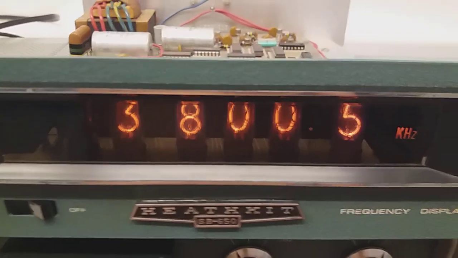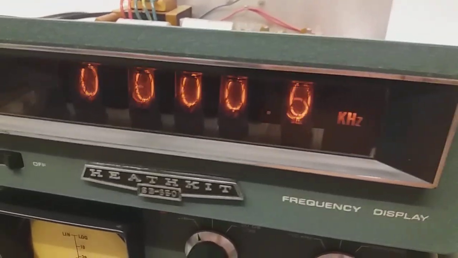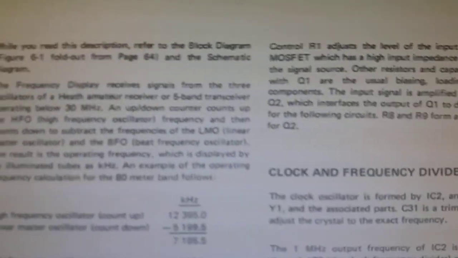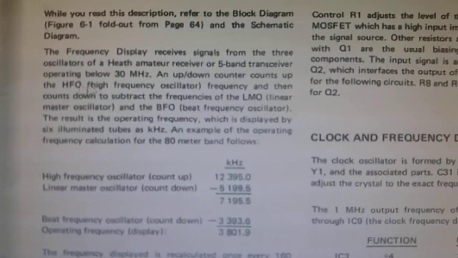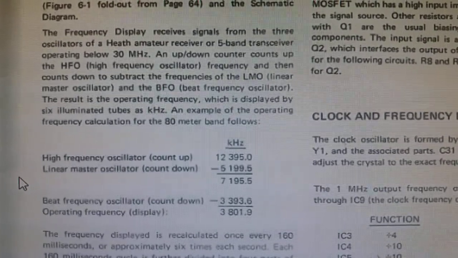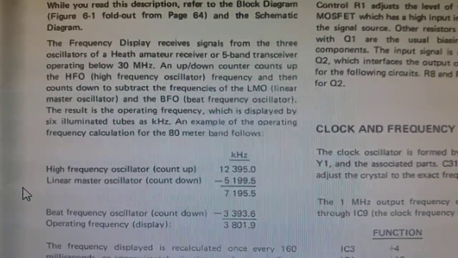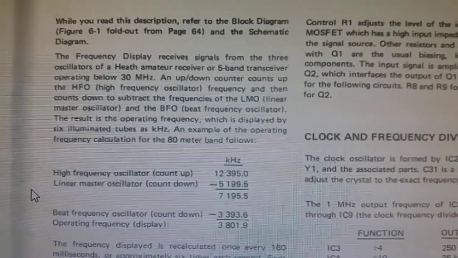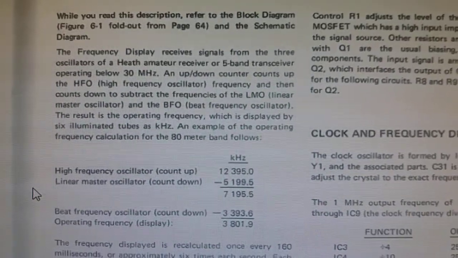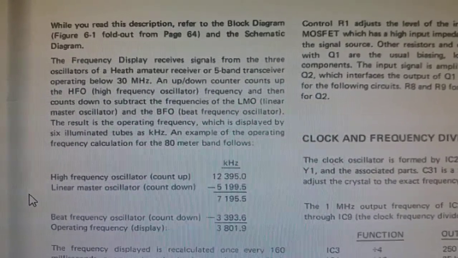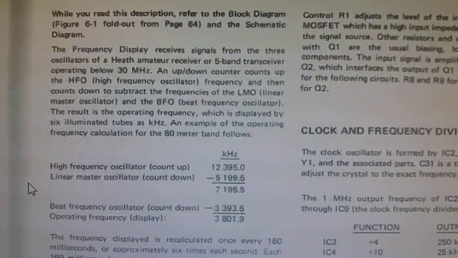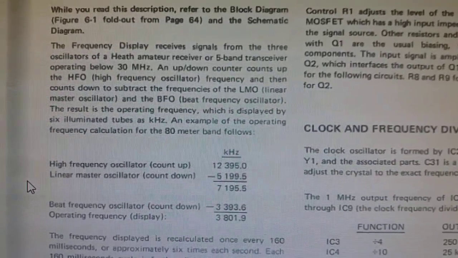So I have to figure out another way of doing it and see how it goes. Back in the manual, in the circuit description section, it says that the frequency display is actually doing an up counting on the high frequency oscillator, and then in the VFO, the linear master oscillator, it does a countdown. It counts down, and in the beat frequency oscillator it also counts down. And this is what we have shown with our experiment before.